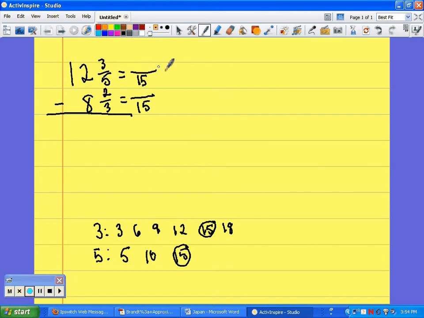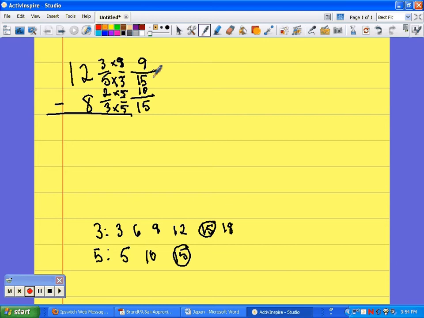And we'll make equivalent fractions. So 3/5 is the same as, well, 5 times 3 is 15, so 3 times 3 is 9. 3/5 is the same as 9/15. 3 times 5 is 15. 2 times 5 is 10. So we have 10/15. So now we'll subtract the fractions, 9/15 minus 10/15.